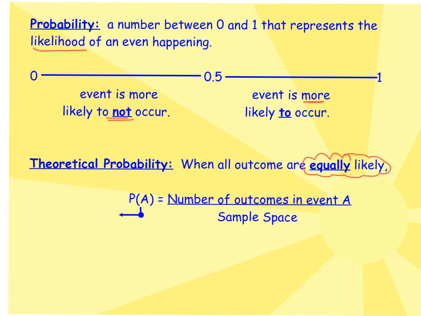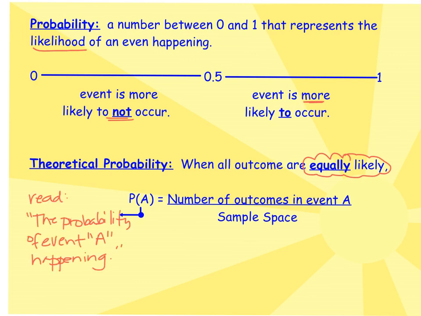We write our notation like this, P parenthesis A. When we write our notation, that P(A) is read the probability of event A happening. On the right side, we have our fraction. It says the number of outcomes in event A, so the number of ways your event can happen, divided by the sample space, or all the ways an event can happen. All of our fraction answers will be between 0 and 1.